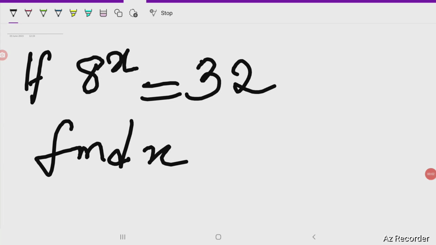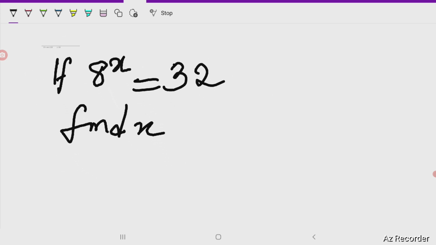8 raised to the power x is equal to 32. Find x. This is a radical equation. How do we solve this?